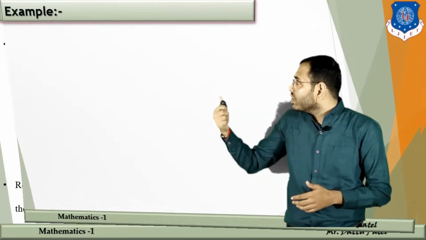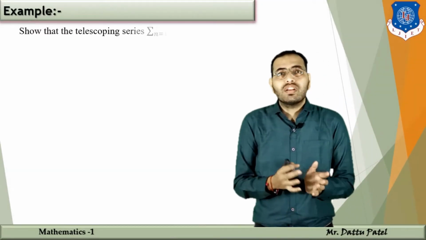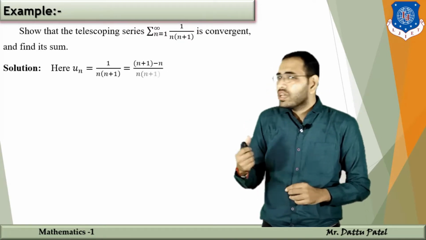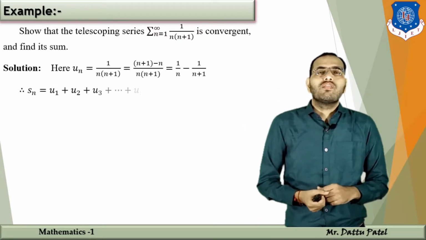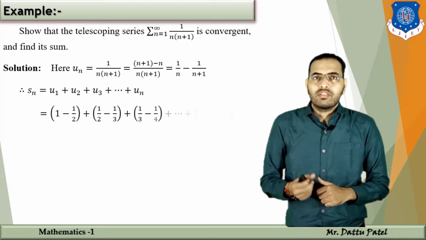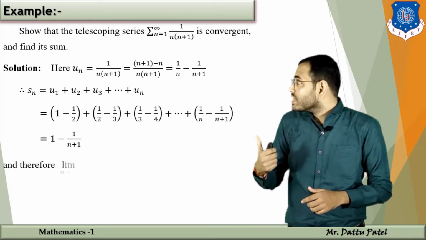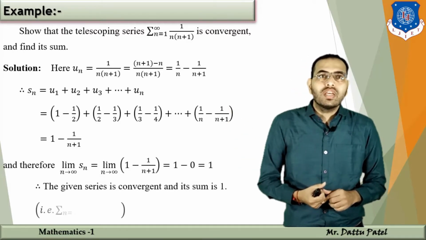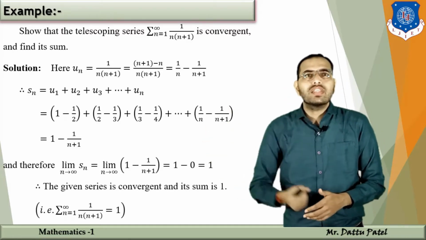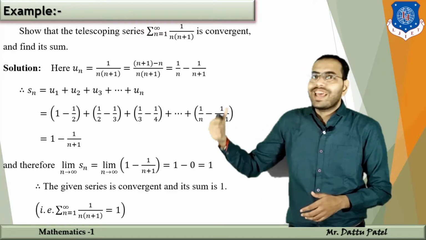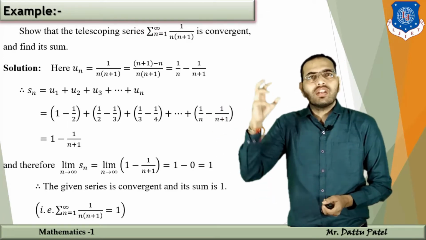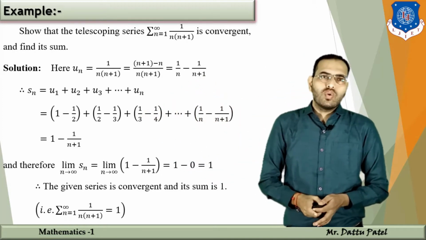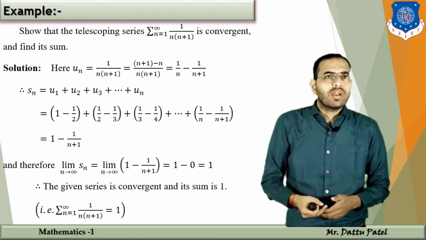Now let's see examples of convergence and divergence for the telescopic series. Here our un is 1 upon n into n plus 1. Firstly, our series is sigma n equal to 1 to infinity of 1 upon n into n plus 1. Show that it is convergent and find its sum. Here it is a telescopic series. Whatever the term in the form of n is indicated by un, so un equals 1 upon n into n plus 1.